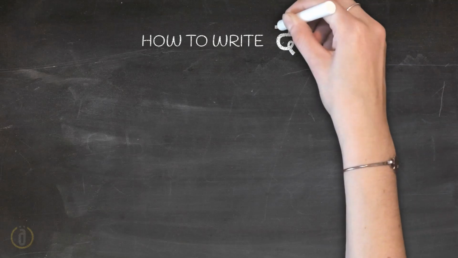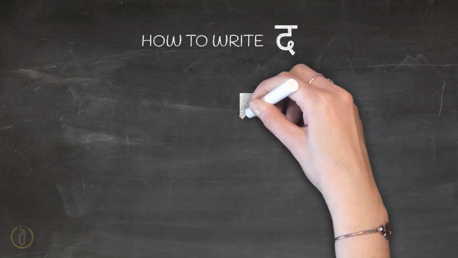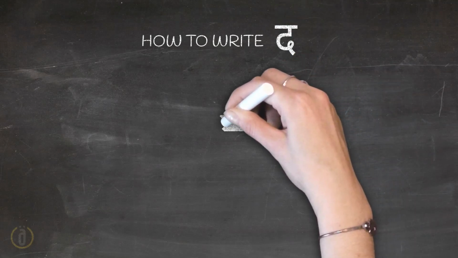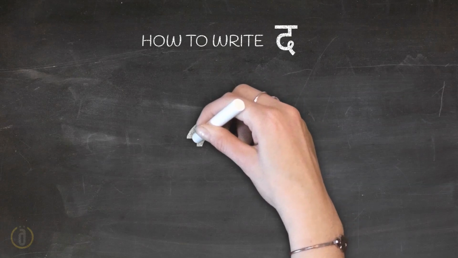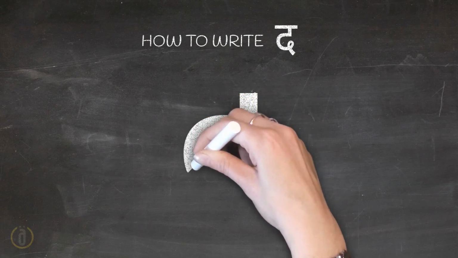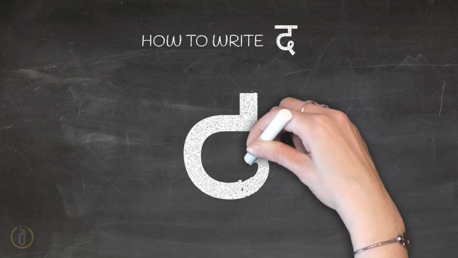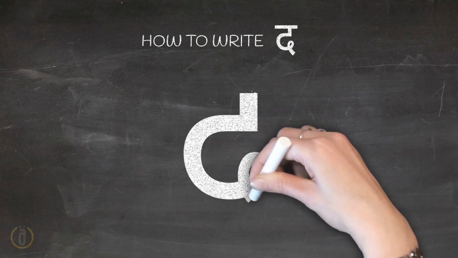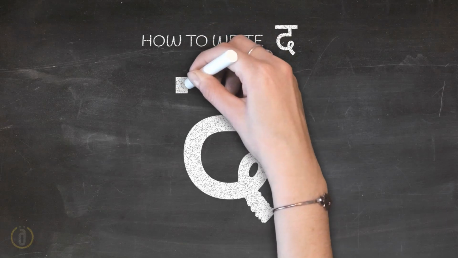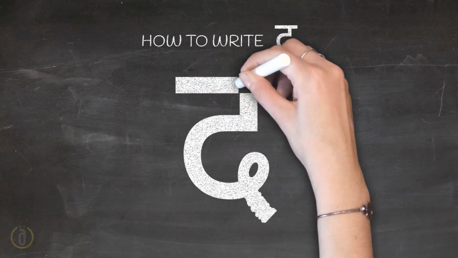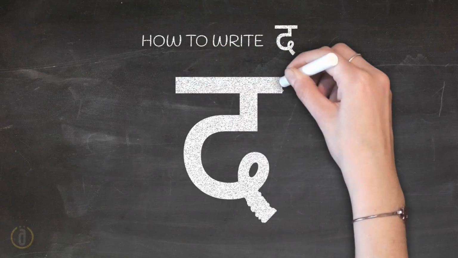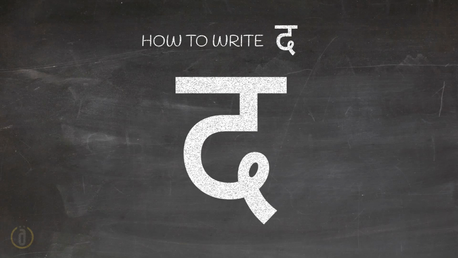How to write the? Draw a small standing line and connected to that, draw a semicircle and make a small loop and pull it downwards. Finally, draw a sleeping line on the top.